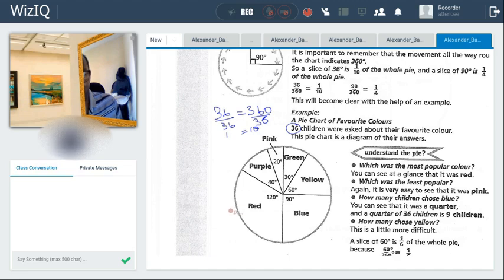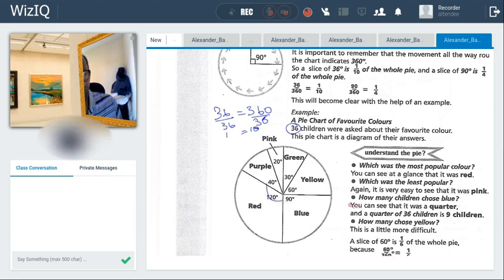As this was the most popular color, you can see at a glance that it is red, because that's 120 degrees. Yes, this represents the number of children who chose it. Therefore, there were 12 of them, 12 out of 36. So how did he get this angle? It is 12 out of 36 multiplied by 360.